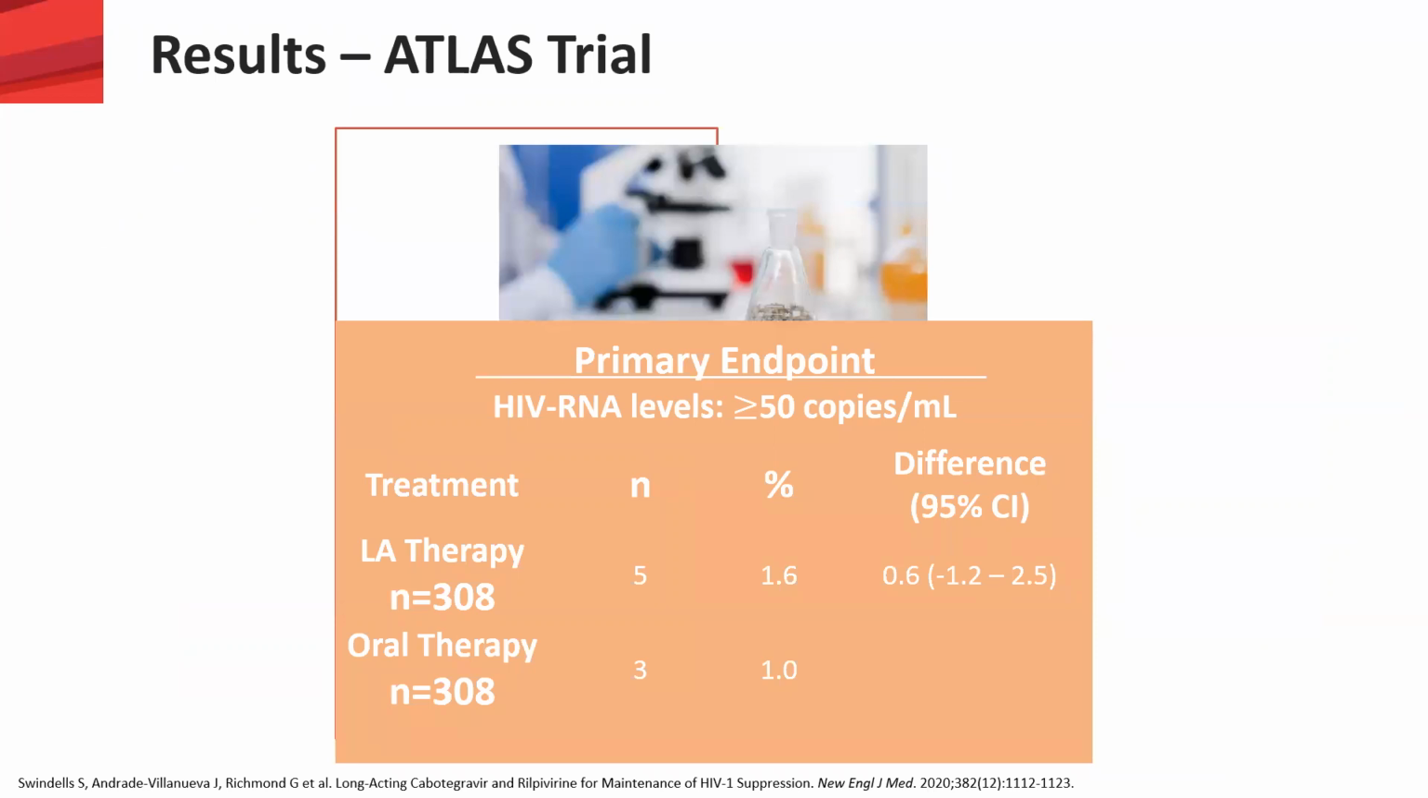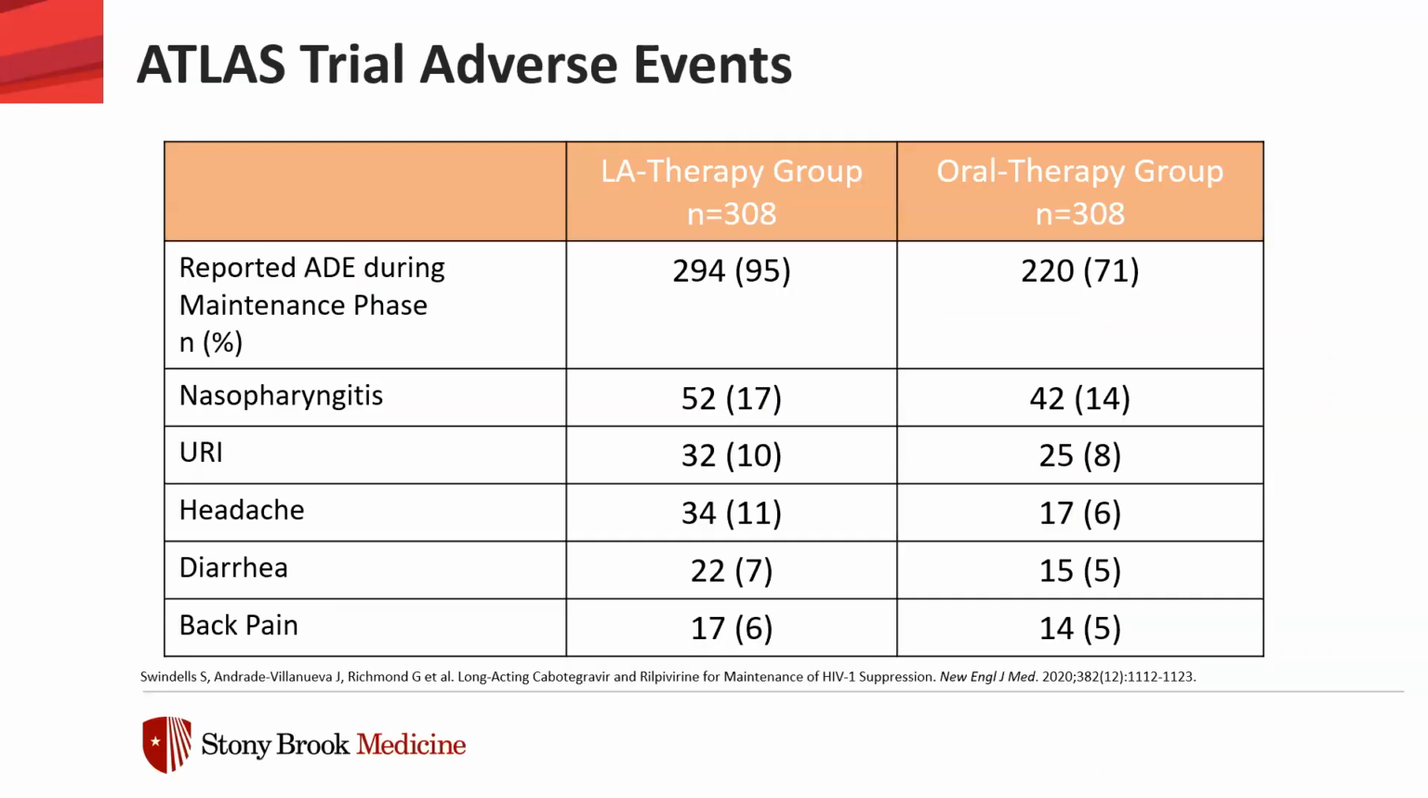The ATLAS trial found that at week 48, the RNA levels of 50 copies per milliliter or higher were found in 5 participants receiving the long-acting therapy and 3 receiving oral therapy. This accounted for an adjusted difference of 0.6 percentage points, which also met the criteria for non-inferiority. The ATLAS trial also did a good job at explaining adverse events. So as you can see on the top of this table, the reported adverse effects were higher in the long-acting therapy group than in the oral therapy group.